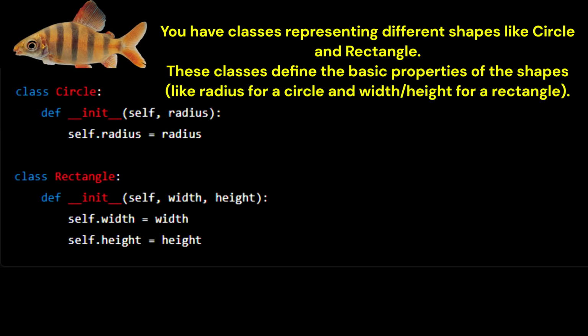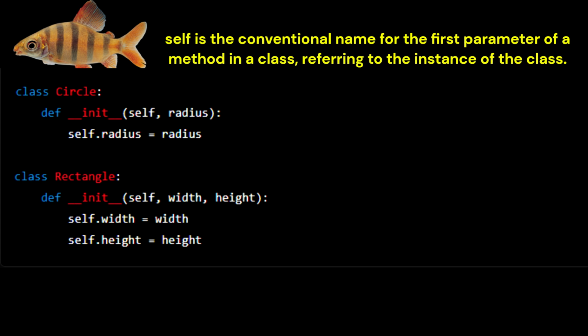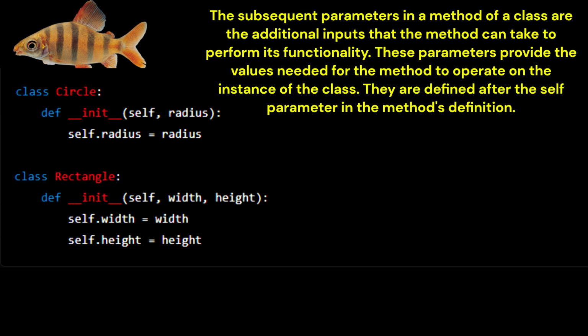You have classes representing different shapes like circle and rectangle. These classes define the basic properties of the shapes, like radius for a circle and width/height for a rectangle. Self is the conventional name for the first parameter of a method in a class, referring to the instance of the class. The subsequent parameters in a method of a class are the additional inputs that the method can take to perform its functionality. These parameters provide the values needed for the method to operate on the instance of the class. They are defined after the self parameter in the method's definition.